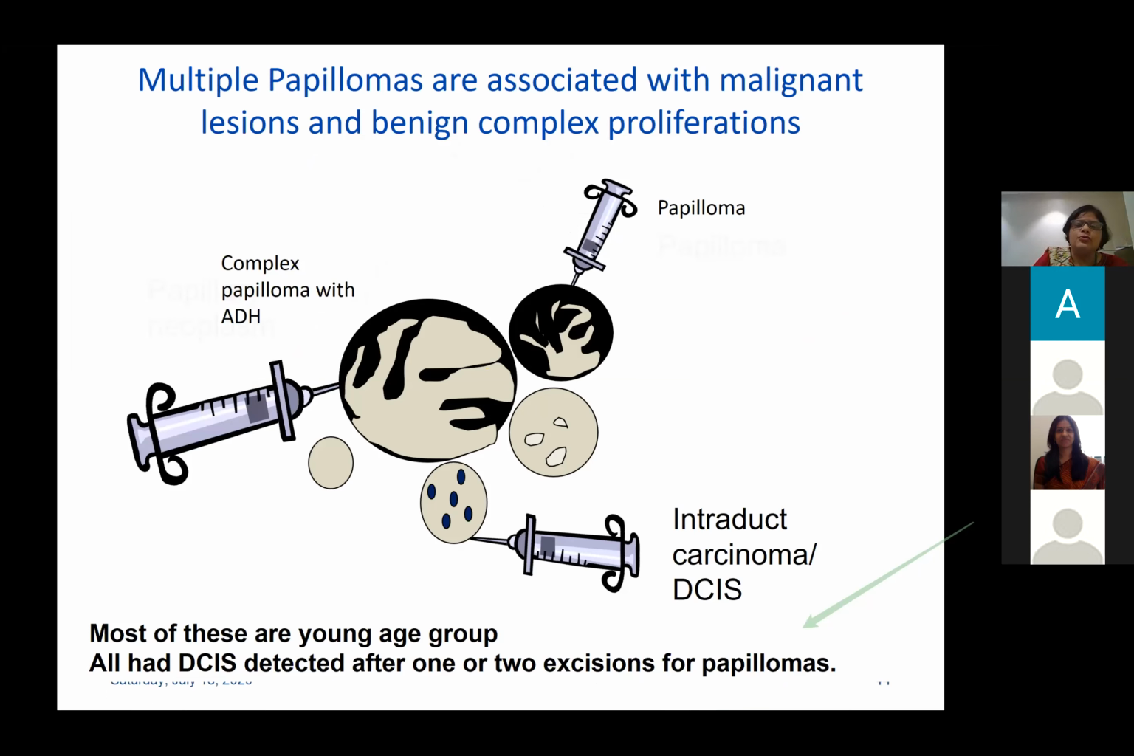Another issue is that papillomas, especially the peripheral ones, are associated with multiple lesions in the breast. Like you have complex papilloma with ADH, you have an unusual papilloma, and sitting somewhere there will be either an intraductal or an invasive carcinoma. So where your core biopsy goes, according to that, you will have a diagnosis. And this is not the pathologist's fault, but the lesion's fault, if I may say so.